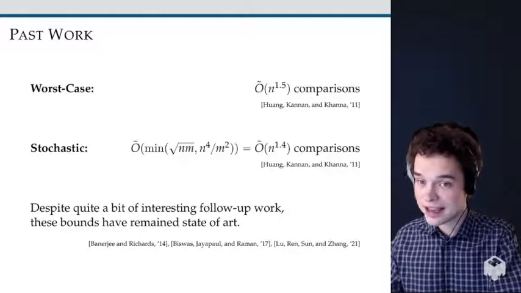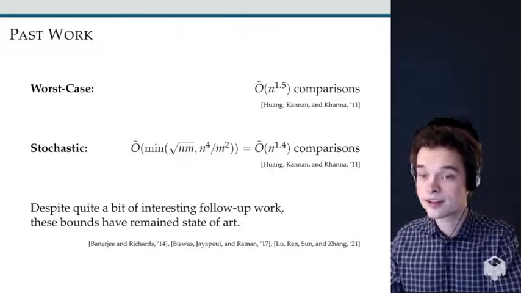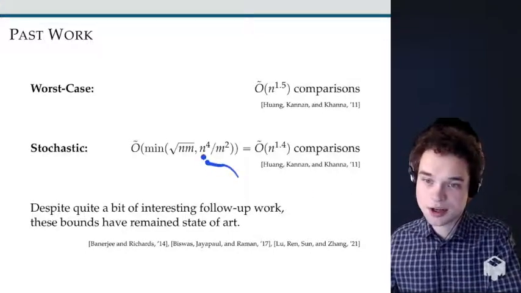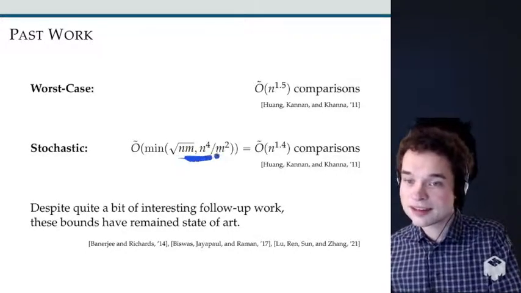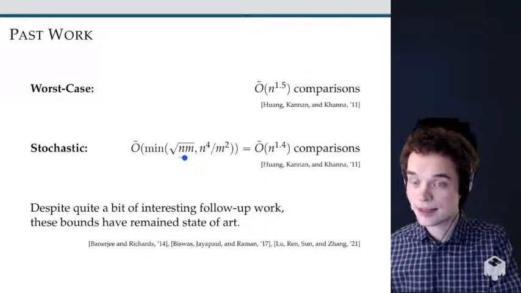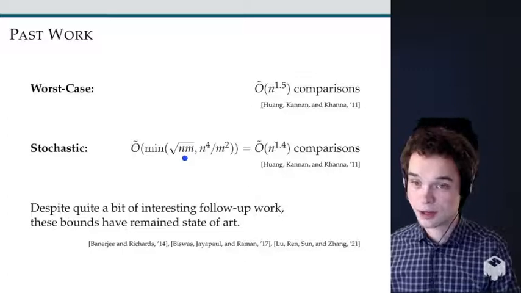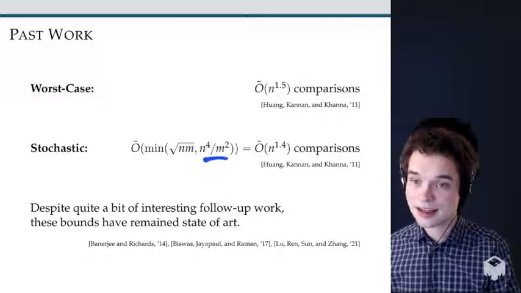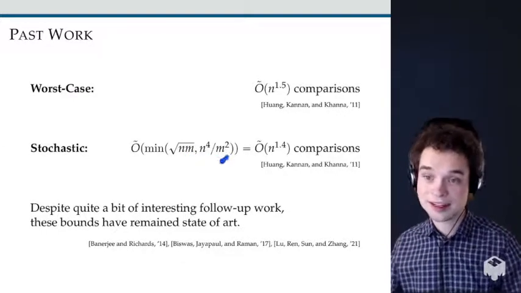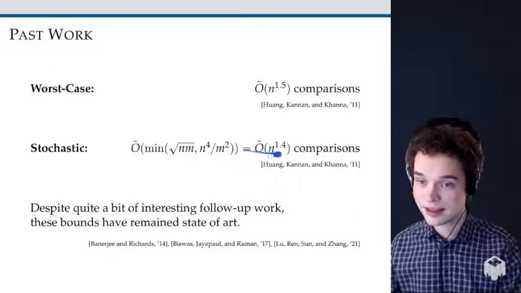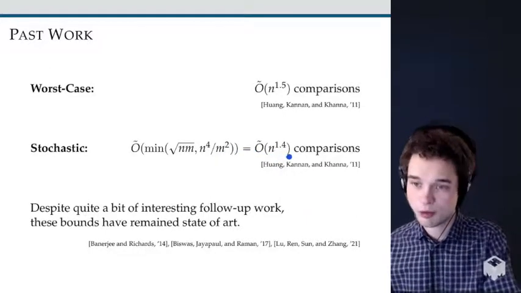And even better, in the stochastic case, they were able to improve this to soft O of n to the 1.4. And here what's actually going on is the number of comparisons is a min of two terms. So the first term is for an algorithm that does well in the sparser case, where your graph is relatively sparse. Here, n is the number of vertices and m is the expected number of edges. And the second term is an algorithm that does well in the denser case. And if you take the min of these two things, you always get something that's at most soft O of n to the 1.4.